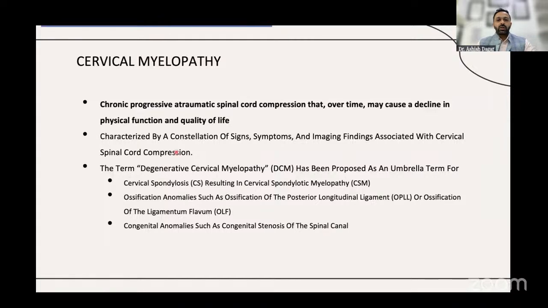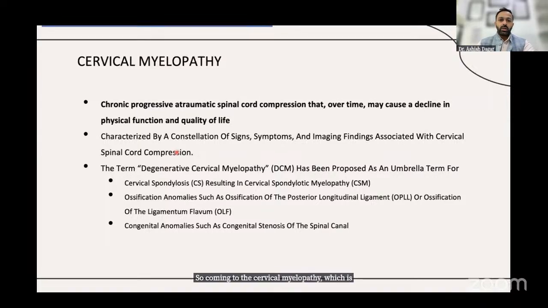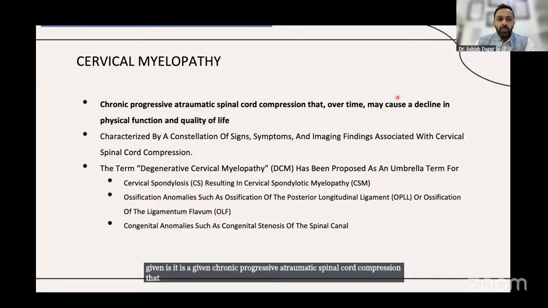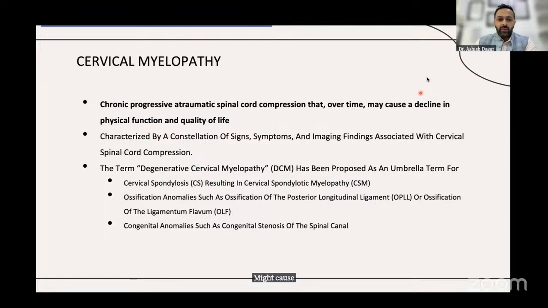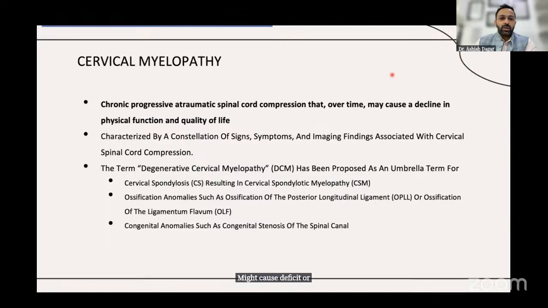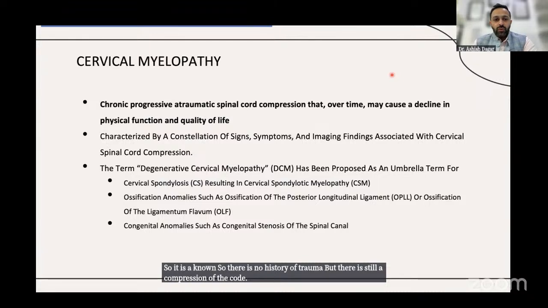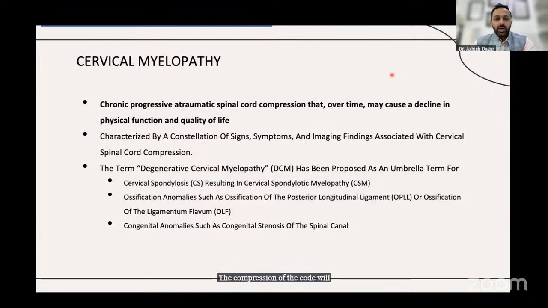So coming to cervical myelopathy, which is our topic. The definition given is, it is a chronic progressive atraumatic spinal cord compression that over a period of time might cause deficit or reduced function and quality of life. So it is a non-traumatic thing. There is no history of trauma, but there is still a compression of the cord. The compression of the cord will present in the form of certain signs, symptoms, and findings that we will later discuss.